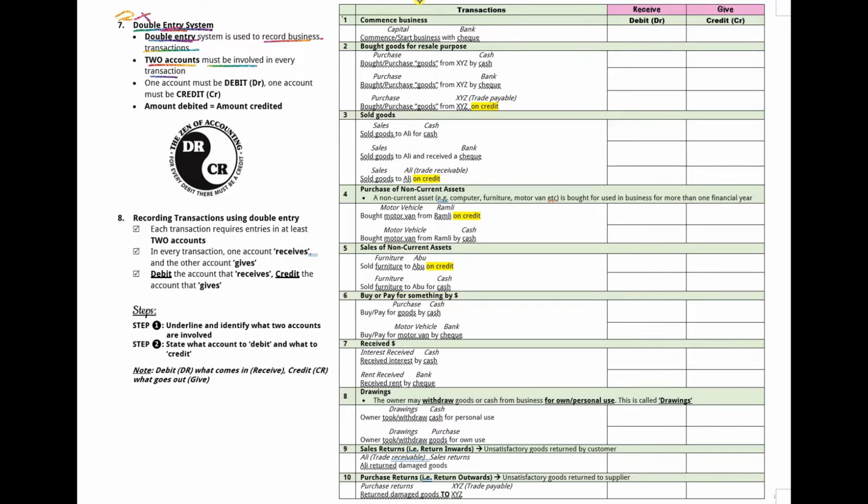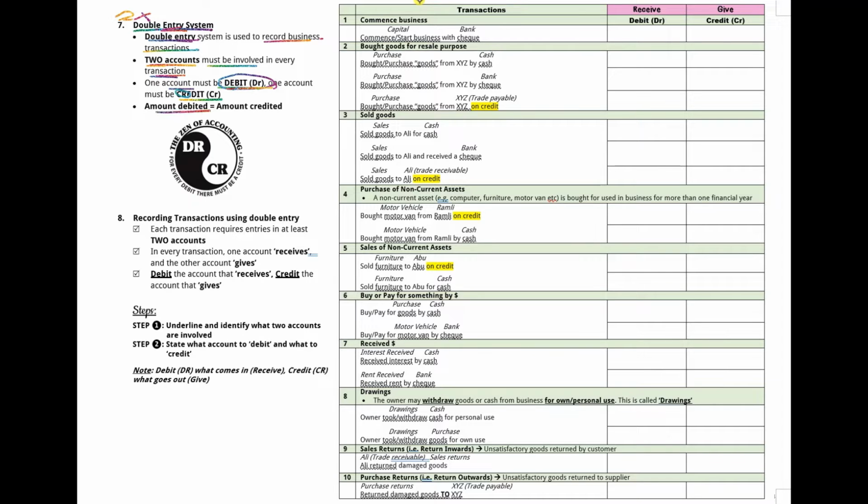Same for here. For a transaction, there must be two: one is the receiver and one is the giver. So one account will be debit, and one account will be credit. This is the double entry system. You will need to accustom yourself to the words debit and credit, because we will come across this a lot next time. So two accounts are involved in every transaction. One must be debit, DR is the short form, and one must be credit. You will see CR as the short form.